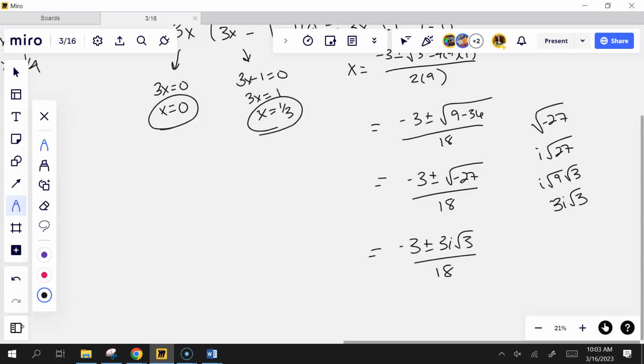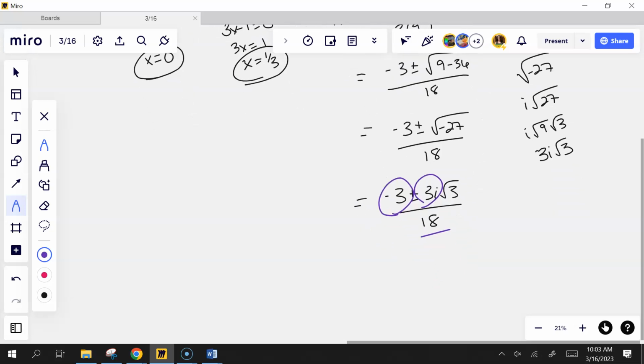Now I can divide everybody by 3. Be careful when you do this because you can't divide what's under the radical. But as long as you can divide the number in front of the radical, and the number here by something, you can simplify it that way. So I can divide these all by 3, and that would give me negative 1 plus or minus i root 3. Don't bother that radical. You can't simplify with that over 6.